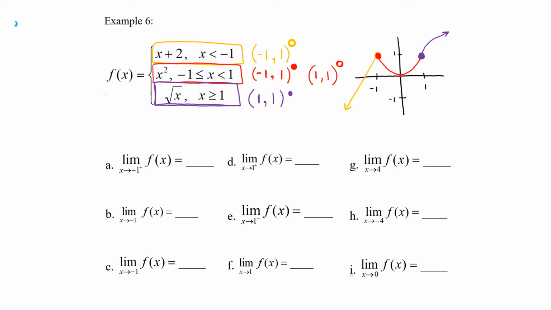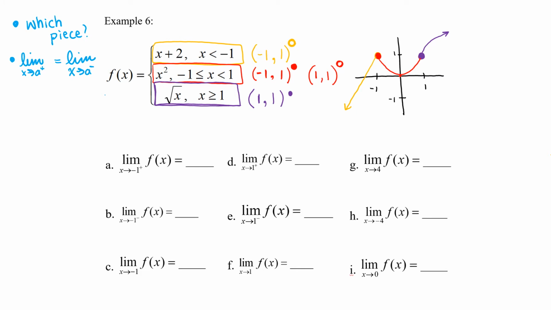I like to ask myself 2 questions as I'm evaluating limits for piecewise functions. The first question is, which piece should I be looking at? The second question is, are my left and right limits equal? In this case, I wrote it, are my right and left limits equal?